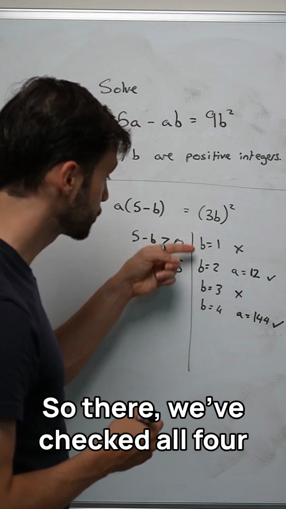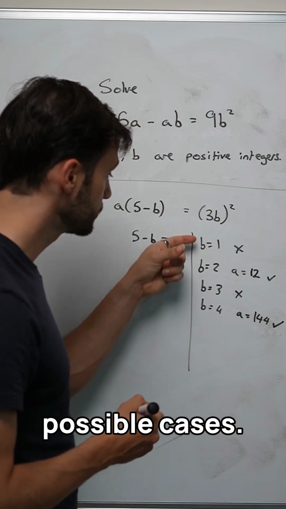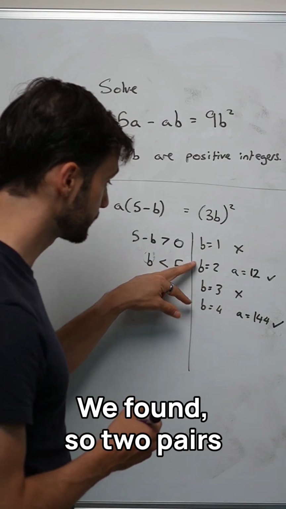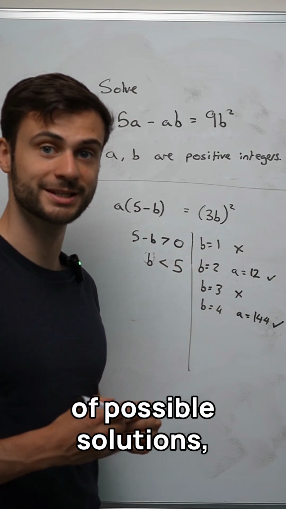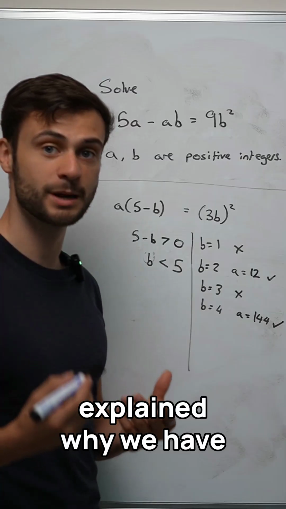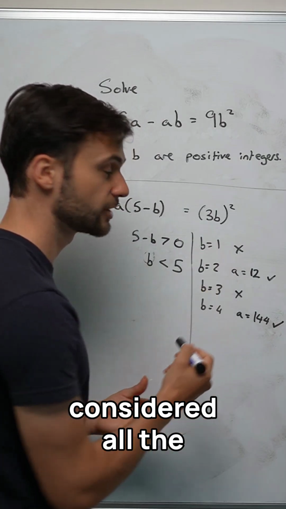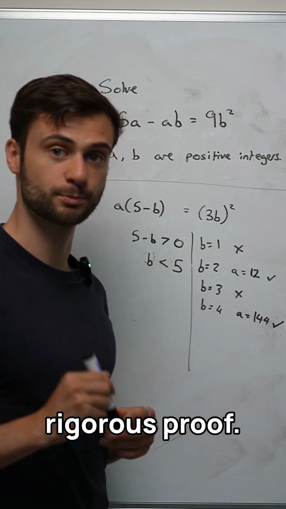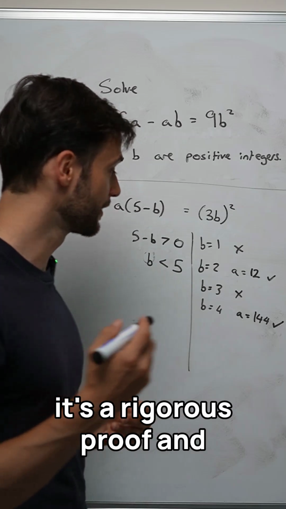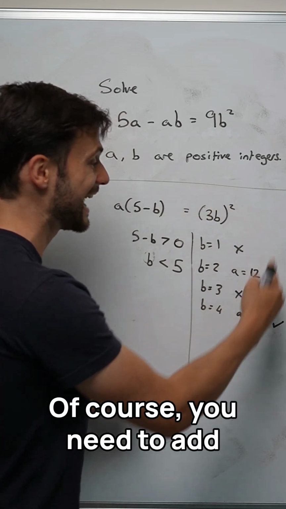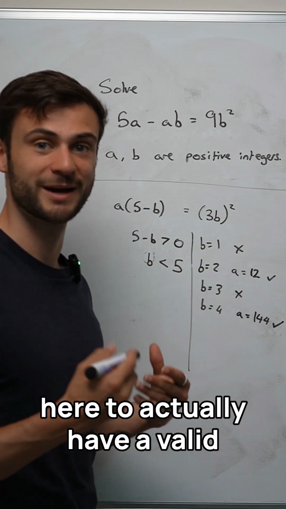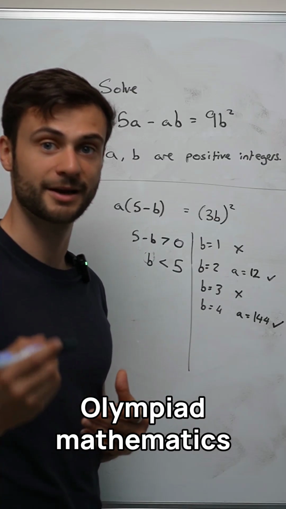So there, we've checked all 4 possible cases. 2 of them didn't work, 2 of them did. We found 2 pairs of possible solutions, and we have mathematically explained why we have considered all the possibilities, and this is a rigorous proof. We've explained why it's a rigorous proof, and I've talked through it. Of course, you need to add some more mathematics here to actually have a valid Olympiad mathematics proof as well.